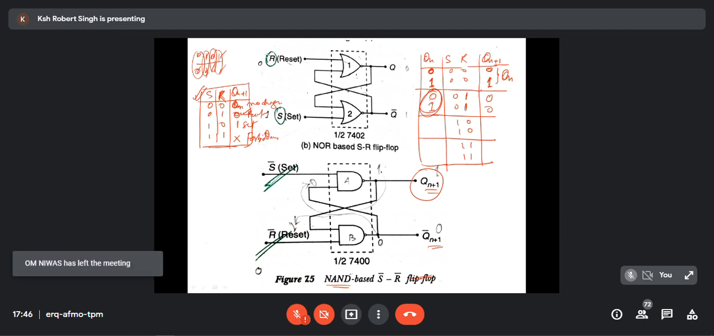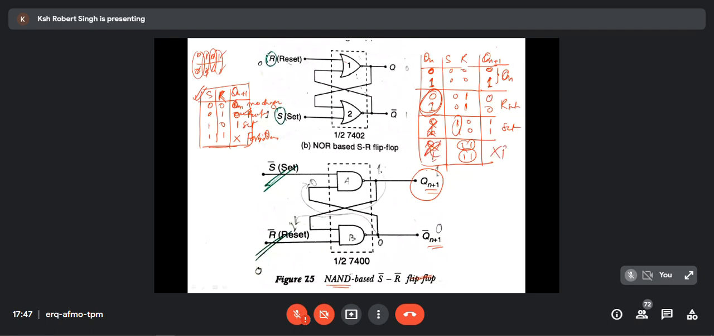We know it. When it is set, I don't bother whatever the previous state is, 0 or 1; even if you want to write 0 or 1, you can, but the output will be set. This is reset, this is set. And when both S and R are 1, I don't bother whether the previous state is 0 or 1. Don't do this. This is forbidden. This way you can get the truth table.